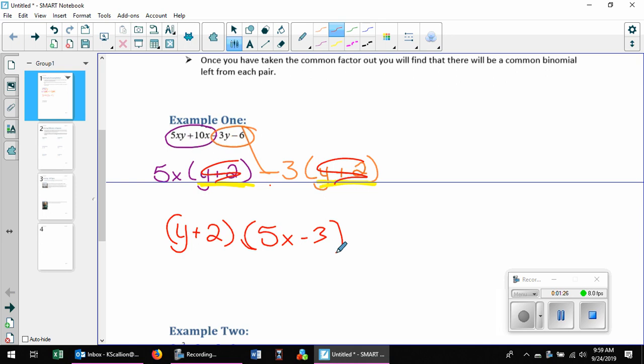Okay, not too hard. So this one was 4 terms, right? This one was pretty easy. It was obvious.